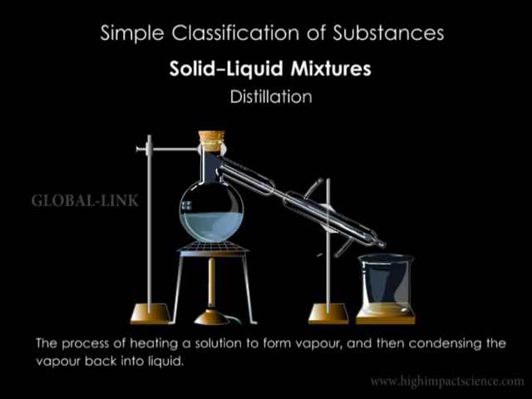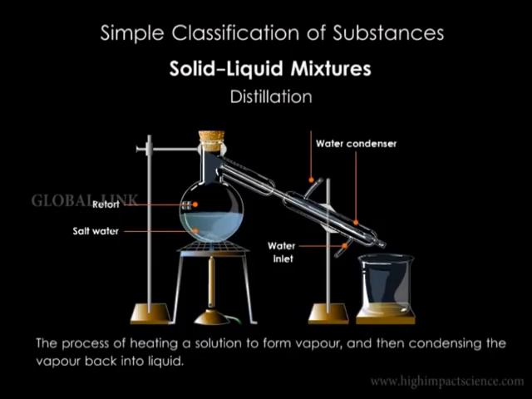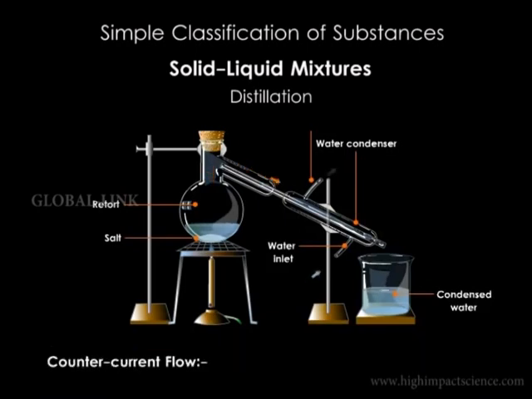This is the apparatus set up for distillation. Salt water in a retort is heated till the water vaporizes. The steam is collected in the beaker, which is connected to the retort by a Liebig condenser. The steam condenses into liquid water and the salt is left behind in the retort. Notice that cold water flows in the Liebig condenser in the opposite direction as the steam. This is called countercurrent flow and ensures efficient cooling.